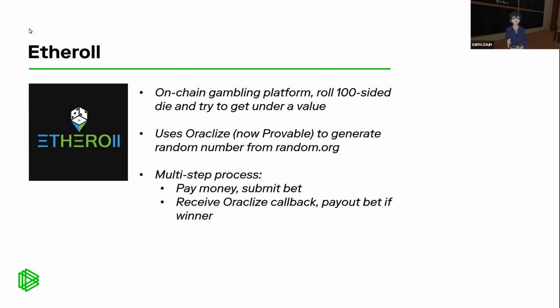The way Ethereal works is that it uses Oraclize, now known as Provable, to generate a random number from random.org. And because, again, the blockchain can't interact with the outside world, this is a two-step process. In the first step, you submit your bet along with what you want to bet under. And in the second step, the Oraclize EOAs call the Ethereal contract with the result and the contract will pay you out if you win. Now, ignoring the fact that Oraclize could steal all the money if they were evil, it seems like this process is pretty secure. But there actually turned out to be a very fatal flaw in this.